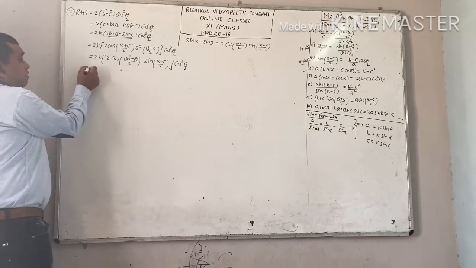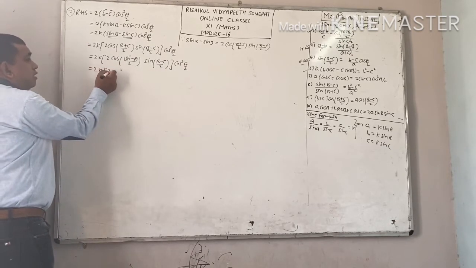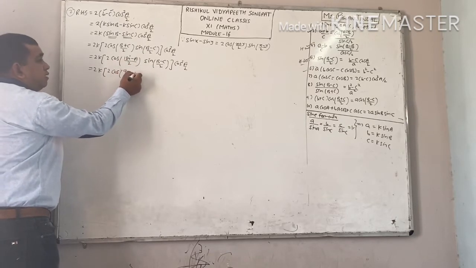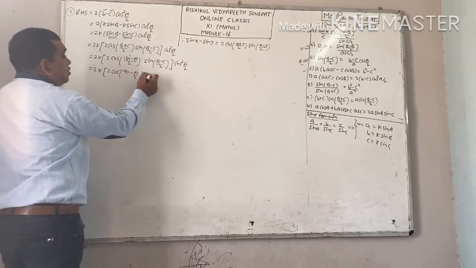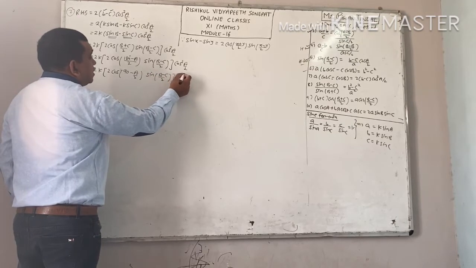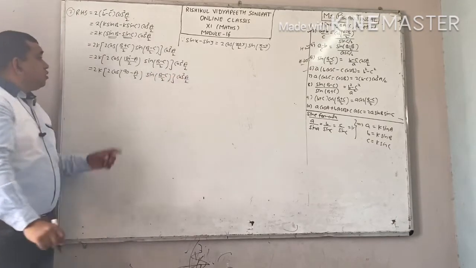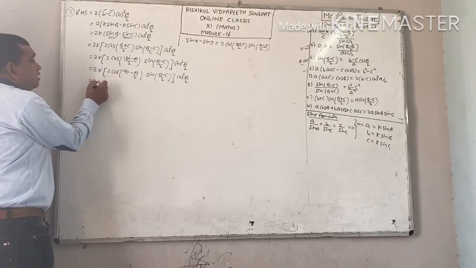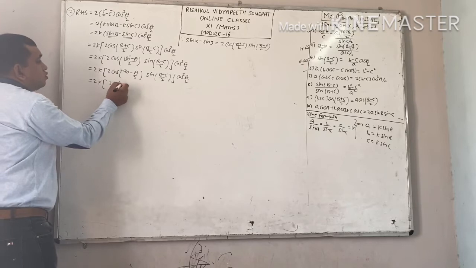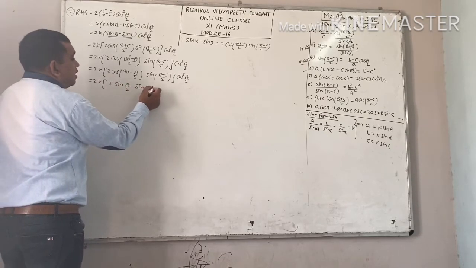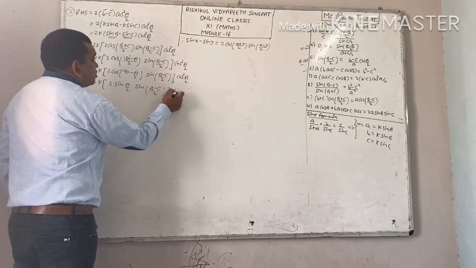Now simplify this one. This is your 2k, 2 cos 180 by 2, that is 90, (90 minus A by 2), sin (B minus C) by 2 into cos square A by 2. Cos (90 minus theta), you know very well, is sin theta. This is your 2k sin A by 2 sin (B minus C) by 2 into cos square A by 2.